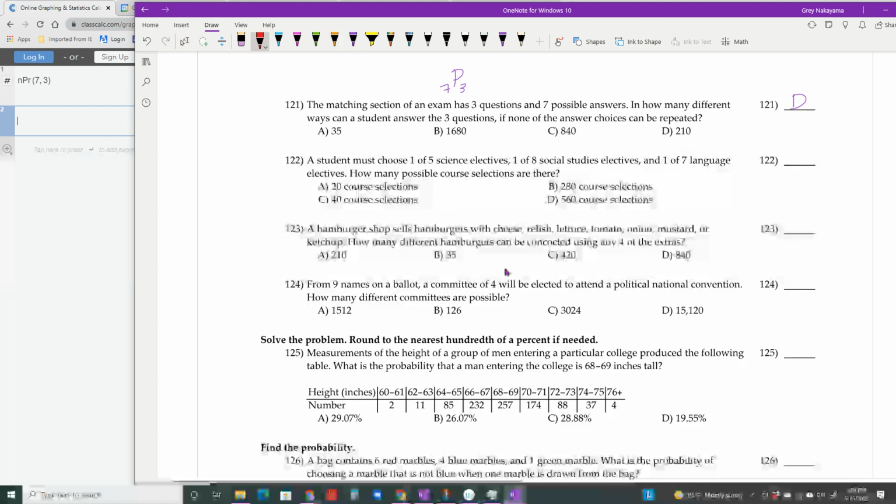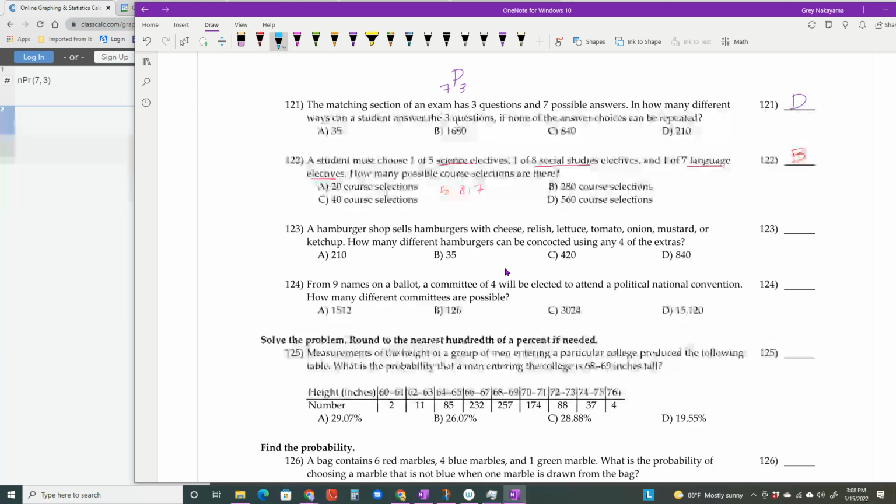Okay, a student must choose 1 of 5 science electives, 1 of 8 for social studies, and 1 of 7 for language. How many possible selections? Fundamental counting principle. 5 times 8 times 7, and that equals 280.